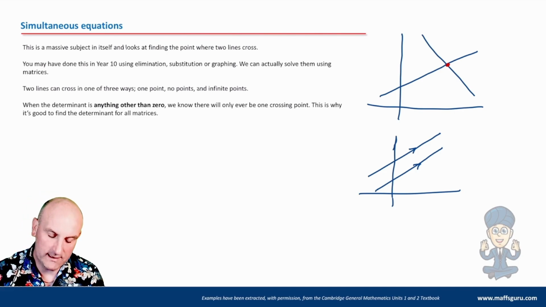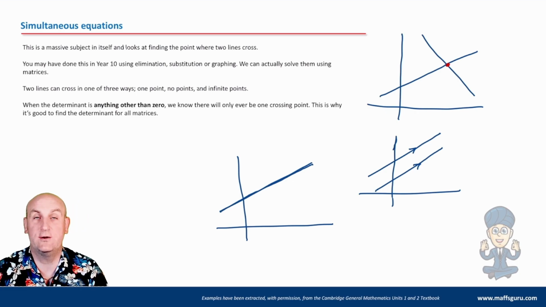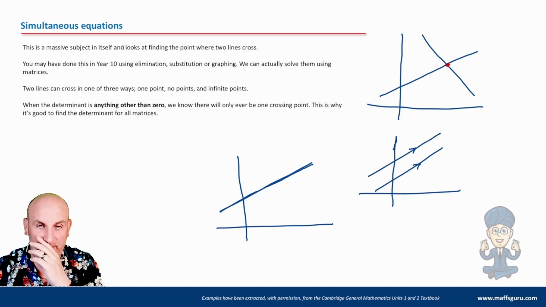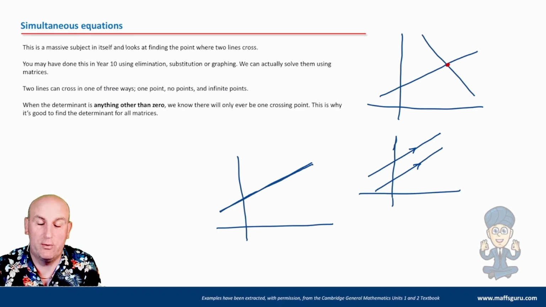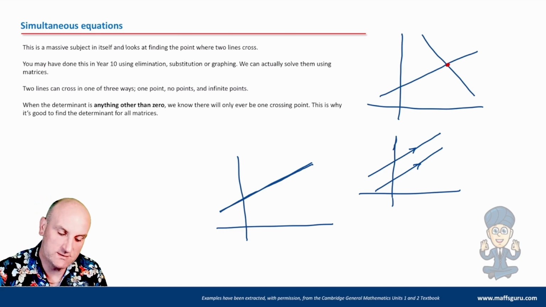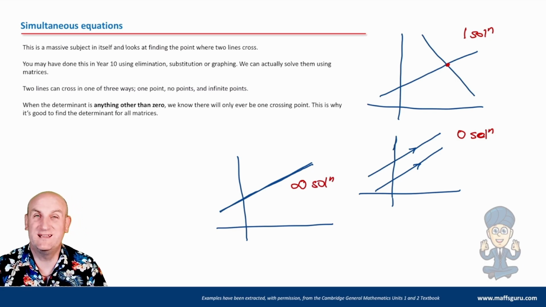And the other way is that the graphs could be exactly the same. The equations could be exactly the same. They could sit right on top of each other. In which case, that would have lots of solutions because every single point on every graph is touching another point. So in this situation, we would say that has one solution. This one here has 0 solutions. And this one here would have infinite solutions. Infinitely many because there would be so many.